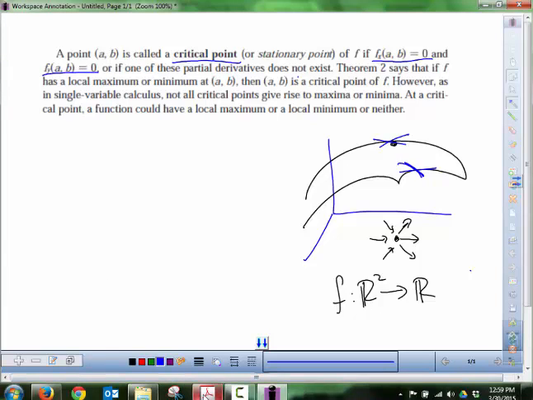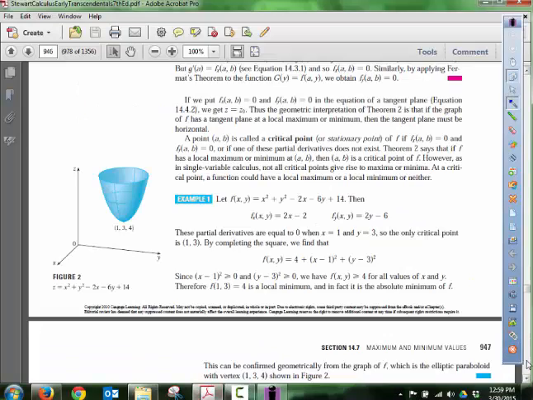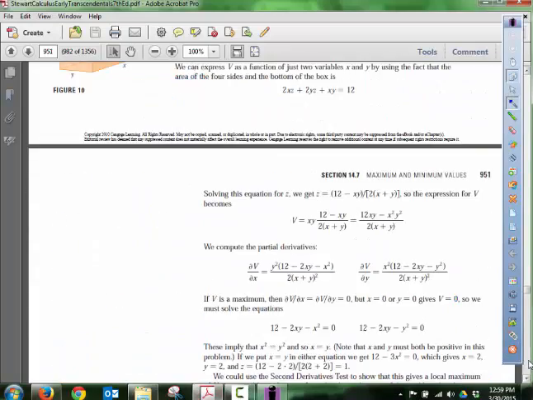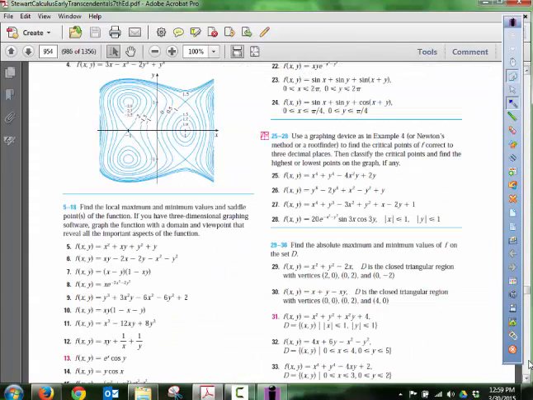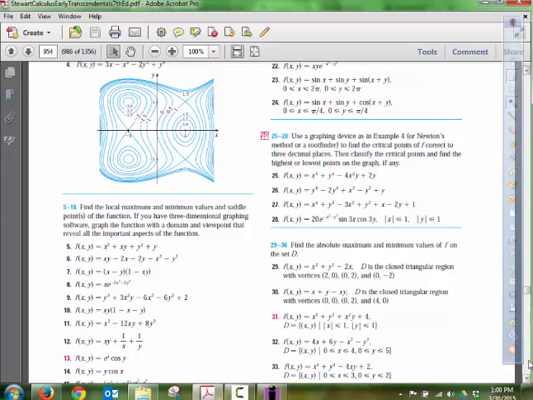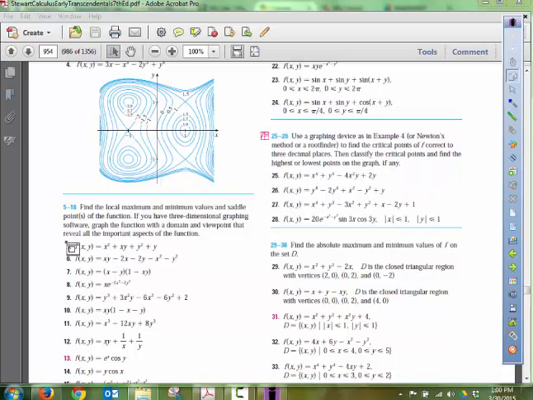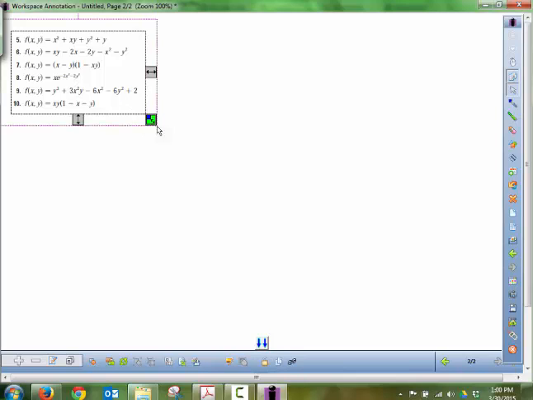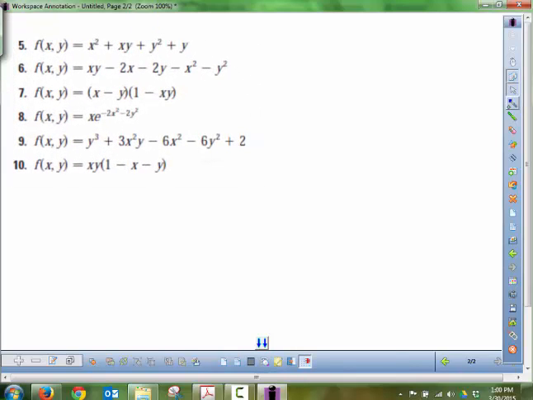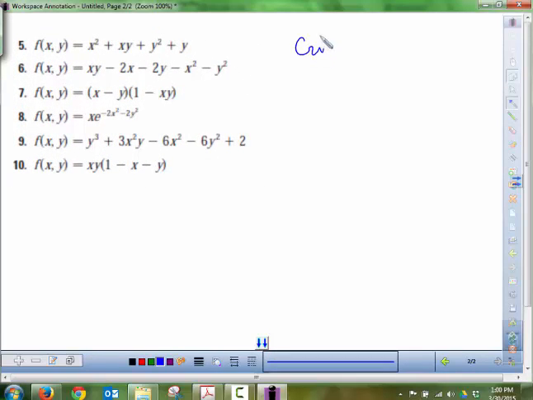And for this, I just want to see if I can find some examples. I didn't look earlier, but let's see if I can look now. Find some examples where we're actually trying to compute or find the critical points. So let's just say we're looking for critical points at this point.